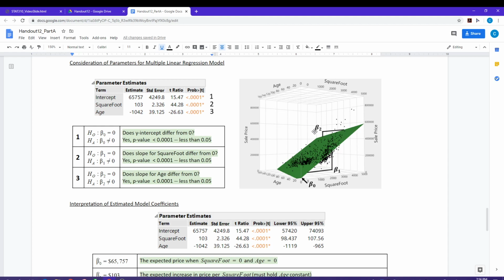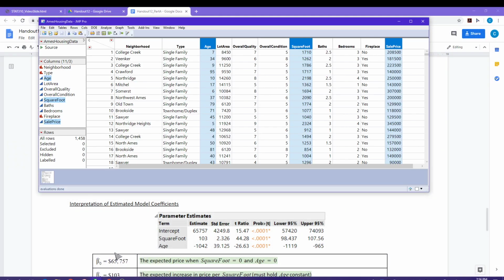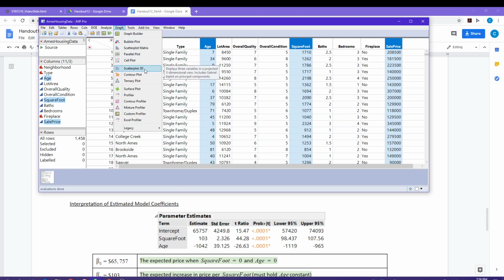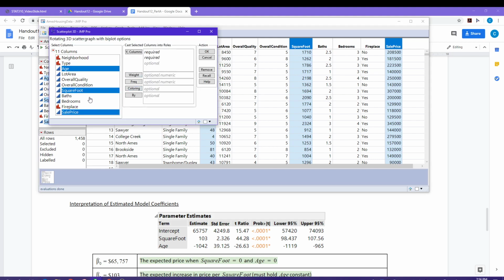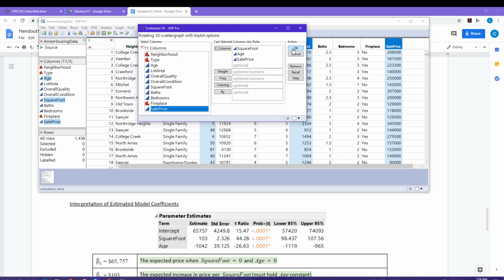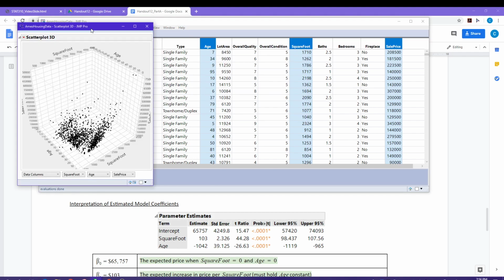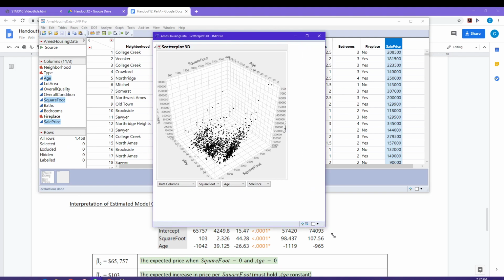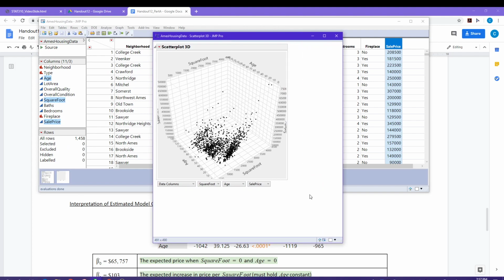I made this graph here in JMP. I can show you how to make a 3D plot quick in JMP. Let's go back over to our data. Select Graph, Scatter Plot 3D. I want to put my predictors in the X box, and I want to put my response in the Y box. So I want square foot and age in there, and I also want sale price. It takes a little bit to get this plot in a decent form.